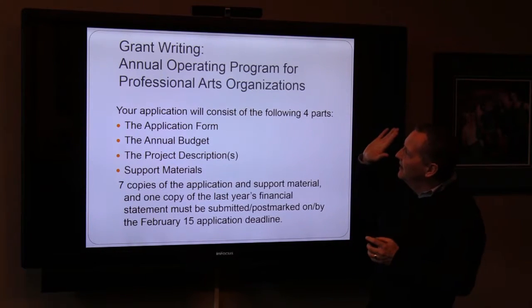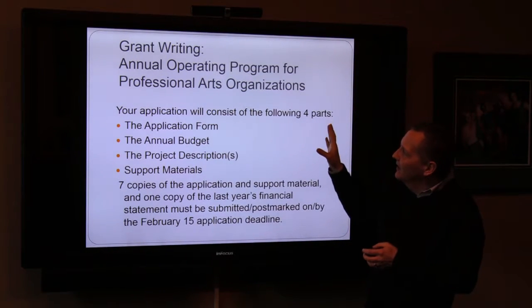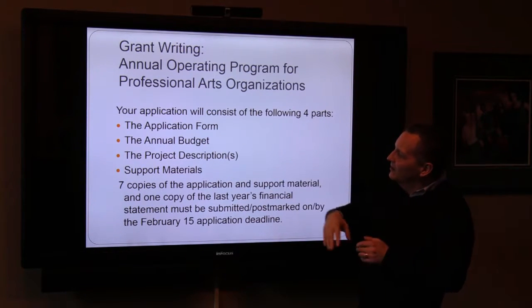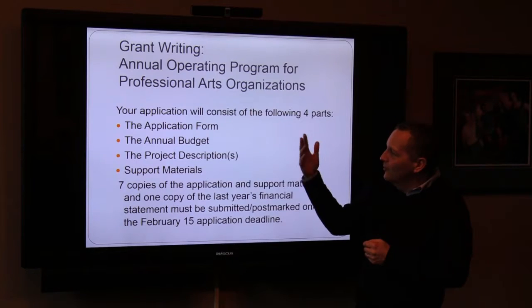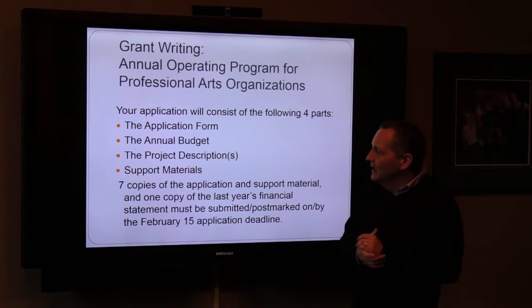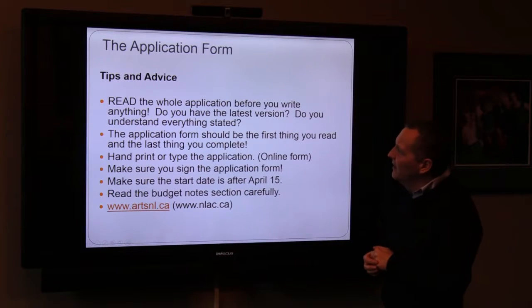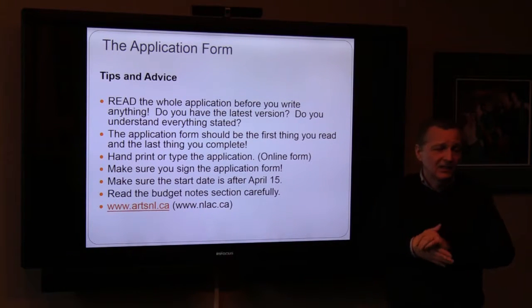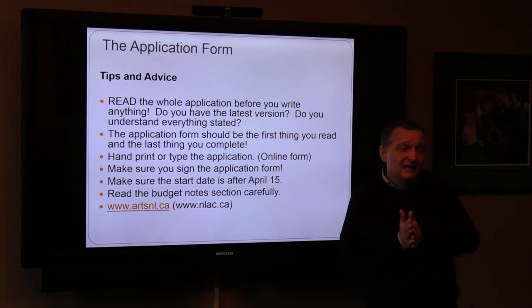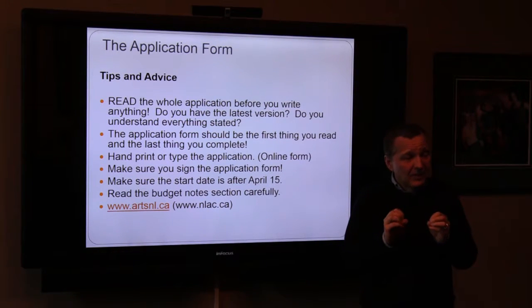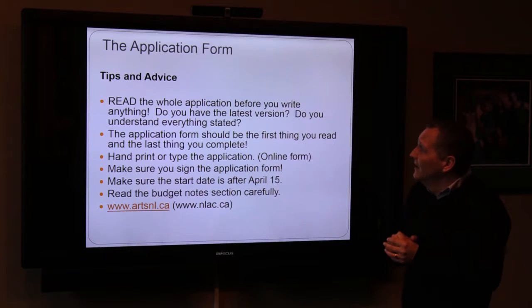So, into grant writing now. For the annual operating, these are just the basic parts of your application: the application form, your budget, project description, and support materials. Again, 7 copies of those. General tips: read the whole application, especially if you haven't done it before, and even if you have, because sometimes there are slight changes, just to make sure you have the latest version of that.